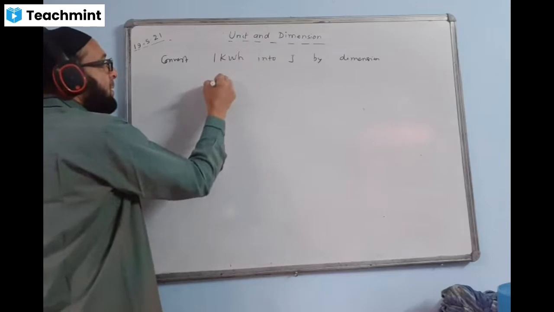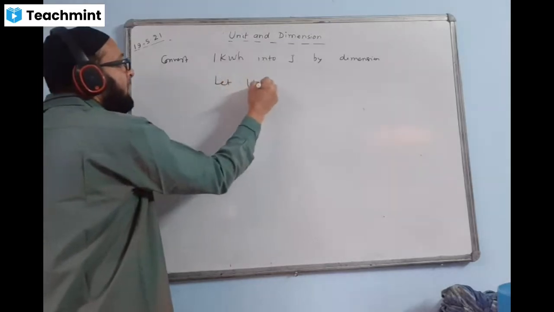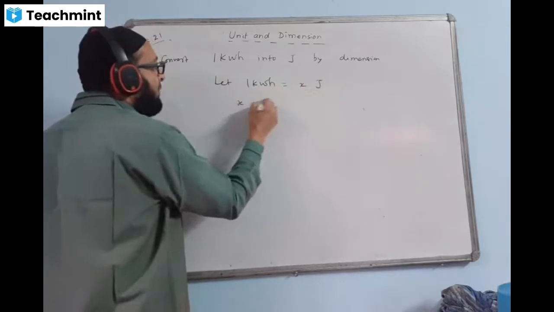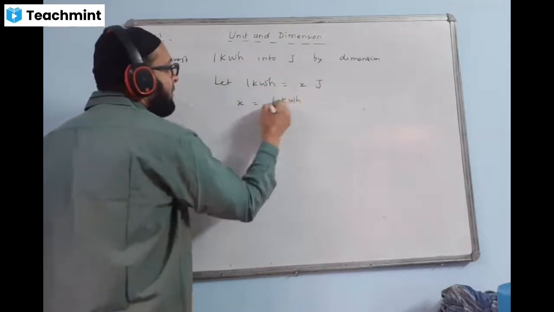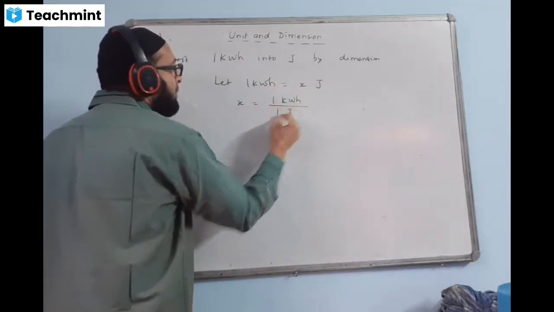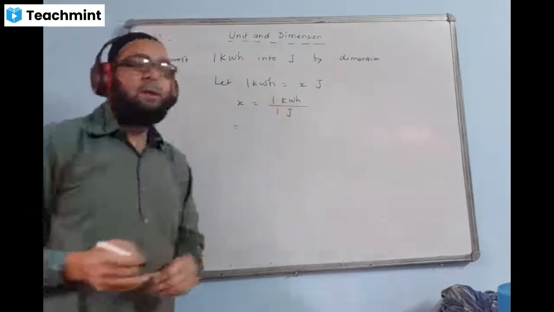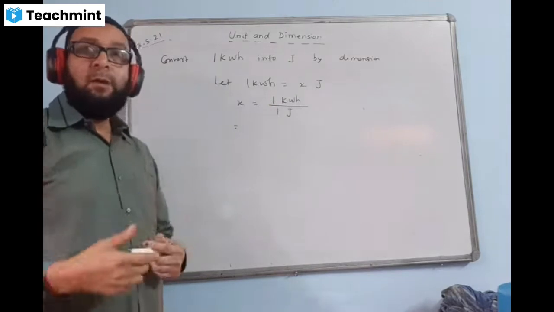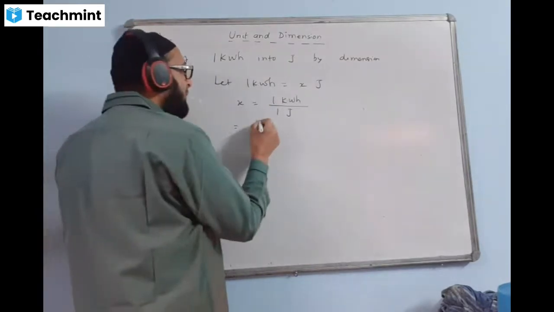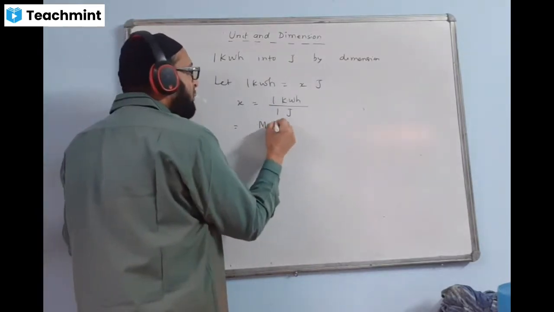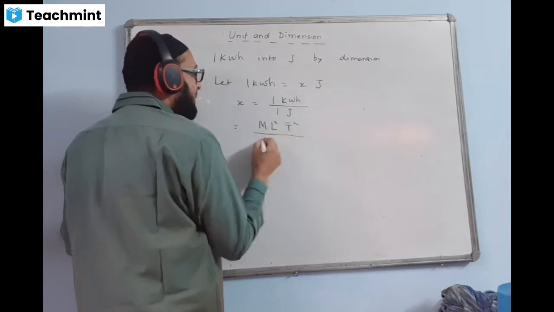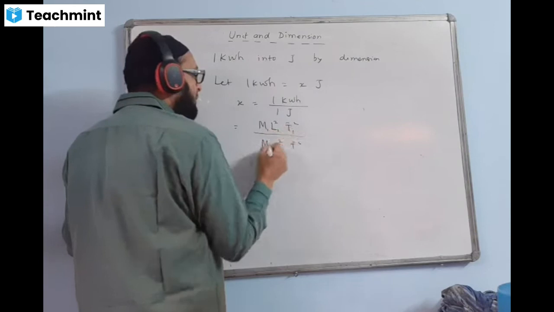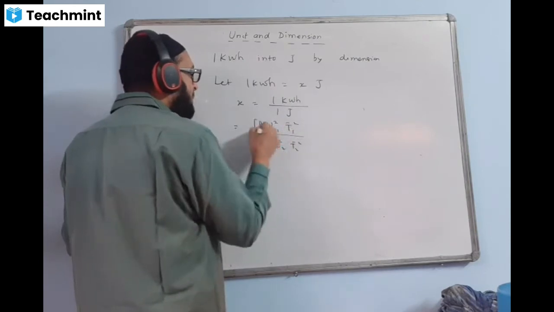Let us write, let 1 kilowatt hour is equal to x joule. Therefore, the x value will come here, 1 kilowatt hour upon 1 joule. Kilowatt hour and joule are for energy, or for work. So what is the dimension of work? We write the dimension of work as M L square T minus 2. Here also I'll write the same thing, M L square T minus 2. Put M1, L1, T1 like this.